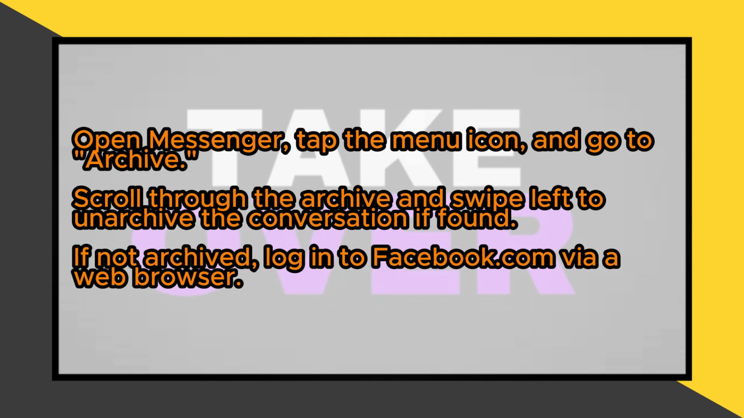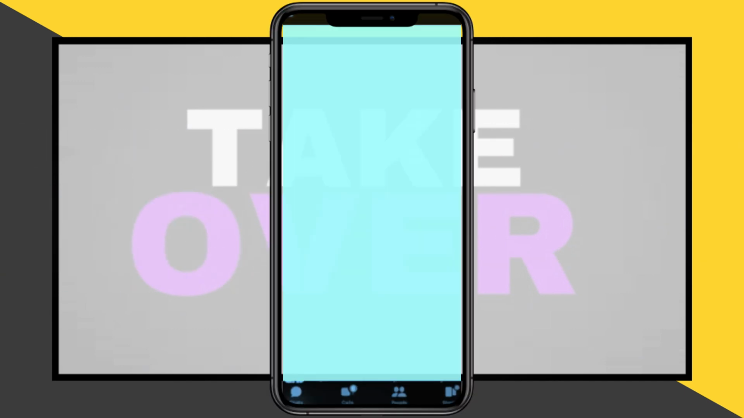If the conversation is not in the archive and has been permanently deleted, you can use another method to retrieve the message data. Open a web browser and navigate to facebook.com, log into your account and tap the menu icon in the top right corner. Select Settings, scroll down and tap Download Profile Information. Tap Deselect All, then select Only the Messages checkbox to limit the data to just your conversations.